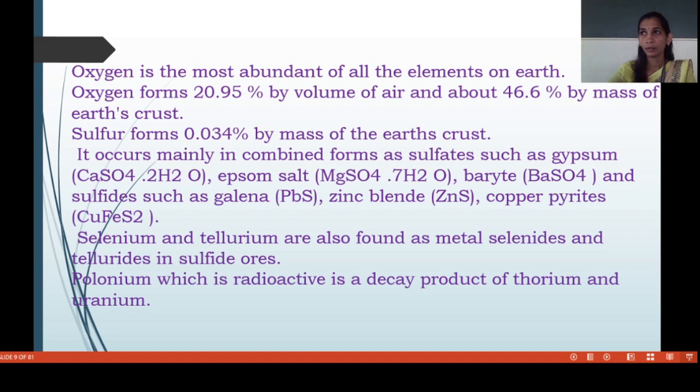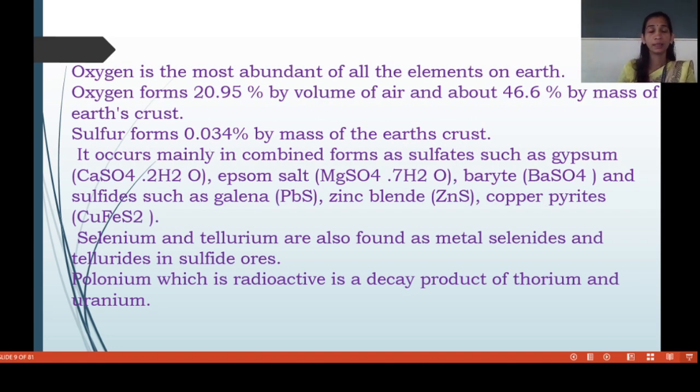Everywhere air is present, and in that air up to 20.95% of volume is oxygen. If we consider the earth crust, then 46.6% oxygen is present by mass of the earth crust. If we consider sulfur, it contains only 0.034% by mass of the earth crust.